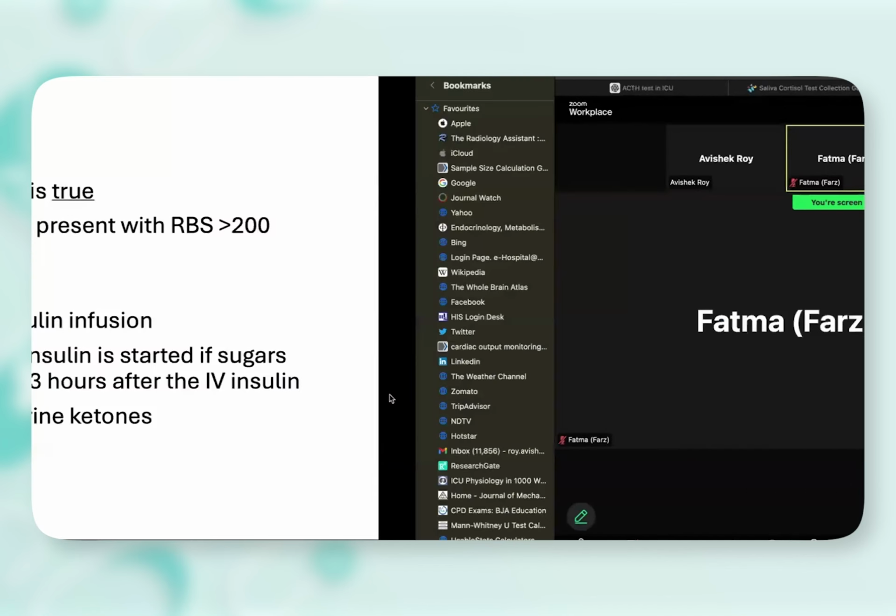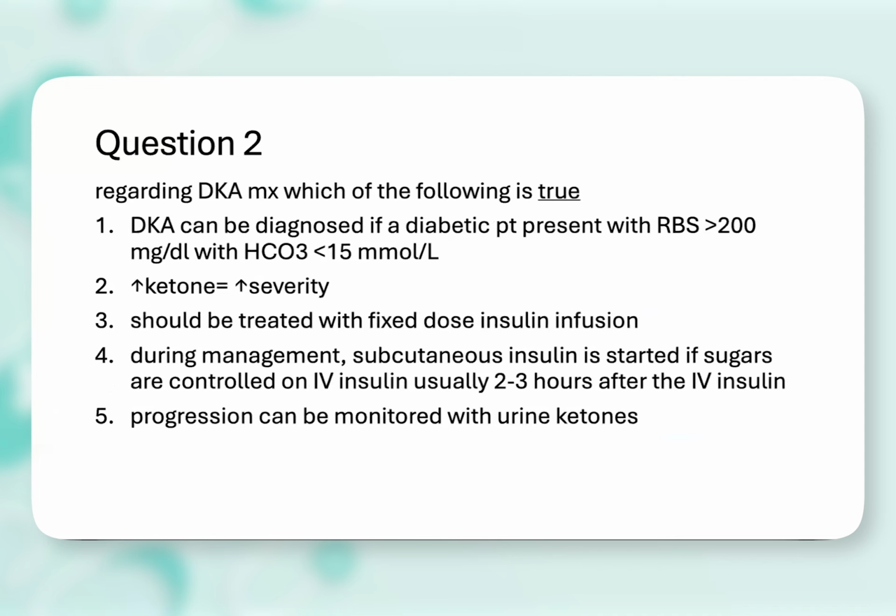Someone has answered. So the correct answer is 3, that it should be treated with fixed dose insulin infusion. For option 1, there needs to be hyperglycemia; as per the traditional definition, sugar should be more than 250, although the current JBDS does say that above 200 is also accepted. Ketone bodies have to be positive and bicarbonate less than 15. Ketones have to be positive either by urine stick, more than +2, or blood ketones more than 3 millimoles per liter. So option A is incorrect.